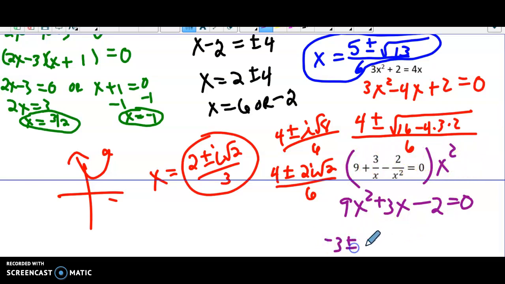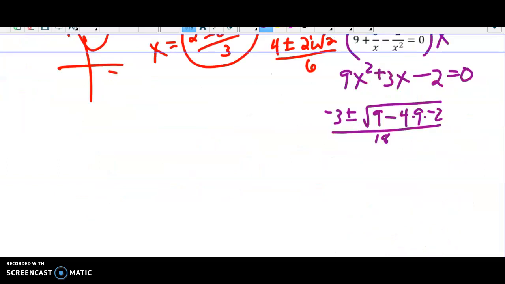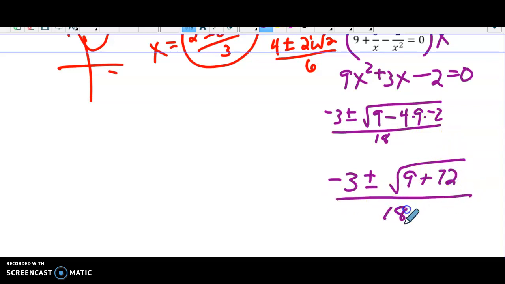Opposite of b plus or minus the square root of b squared minus 4 times a times c, where b is negative 3, all over twice a. 2 times 9 is 18. Okay, so we have negative 3 plus or minus the square root of 9 minus, what is that, negative, so plus 72? Oh, I could have probably factored this. Negative 3 plus or minus the square root of 81. Well, the square root of 81 is 9.